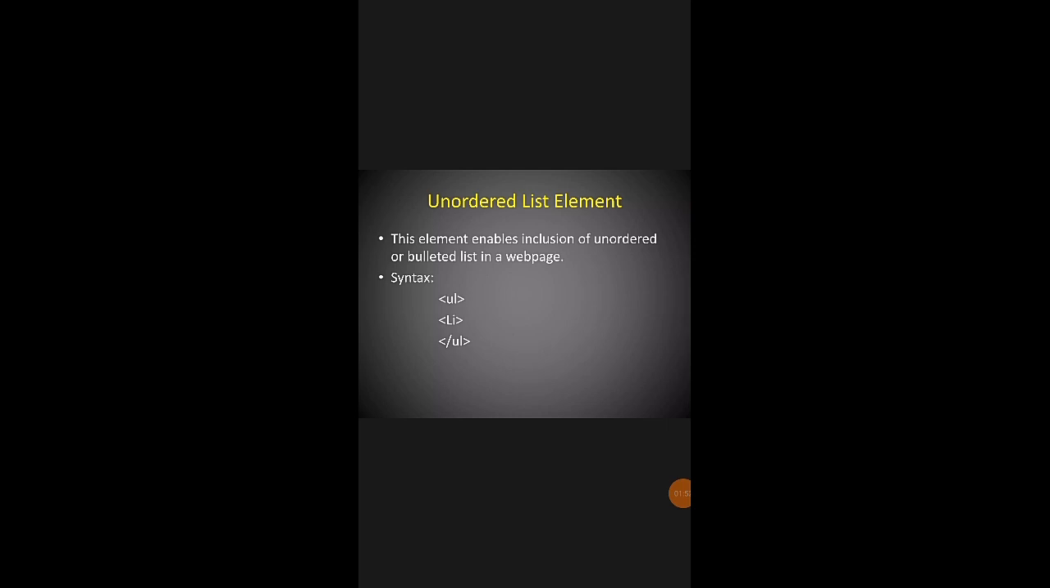UL for unordered list and LI for list item, and this is a pair tag. So when we open the unordered list, we will close the unordered list also. After that, this is the main attribute of the unordered list. The type attribute enables changing the type of bullets: circles, squares or discs.